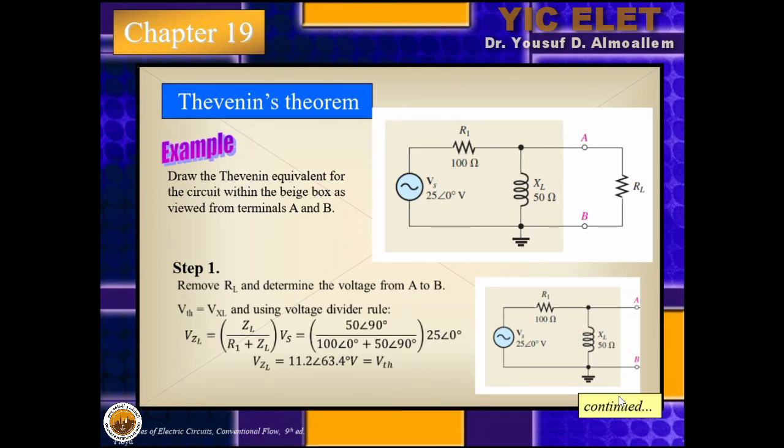If you try to find the voltage between A and B in this case, it will be exactly the same as the voltage between these two points, which is the voltage across XL. So in this scenario, V Thevenin will be equal to VXL. To find the voltage across XL, you simply use the voltage divider rule and plug these numbers in. In the voltage divider, you put ZL on top and the total impedance on the bottom and multiply by VS, then plug in the numbers and find it.